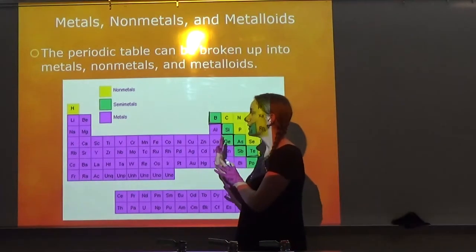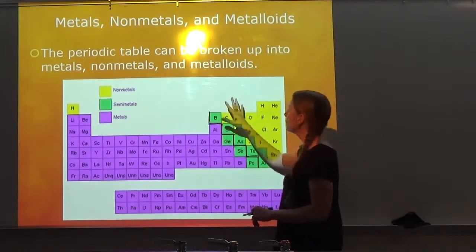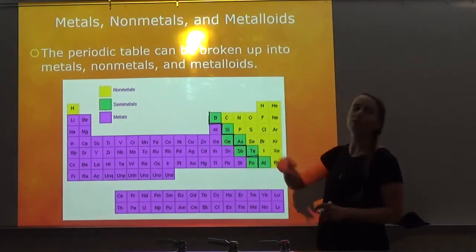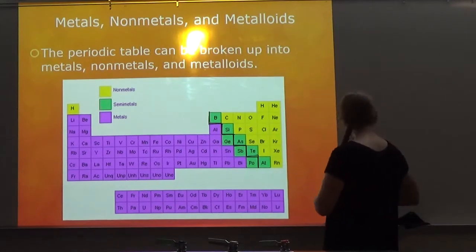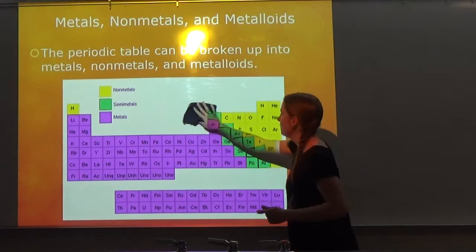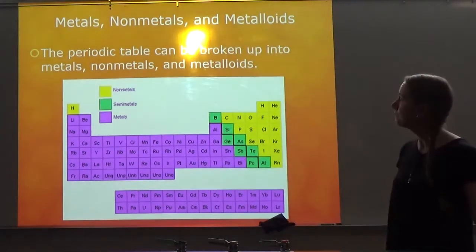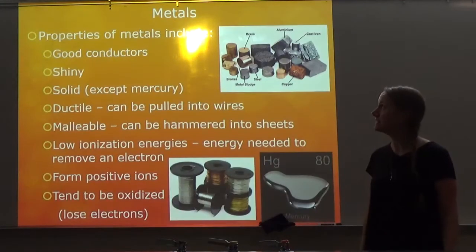Your metals are on the left, middle, and bottom of the periodic table except for hydrogen, and your nonmetals are on the right of the periodic table except for hydrogen. Hydrogen has to ruin everything. Sometimes you'll see it written over here, just like on this periodic table. Because of the properties of hydrogen, it kind of belongs in both places. So let's talk about some of the characteristics of these things.